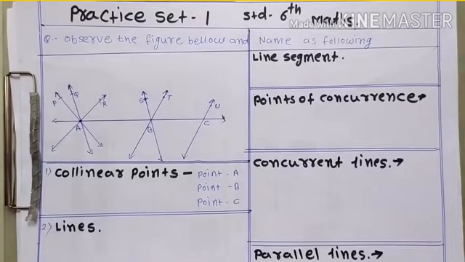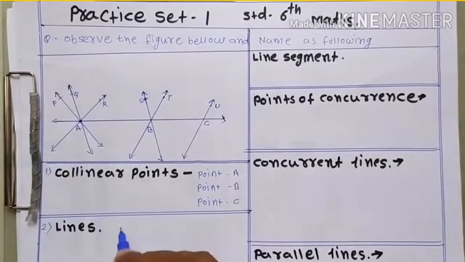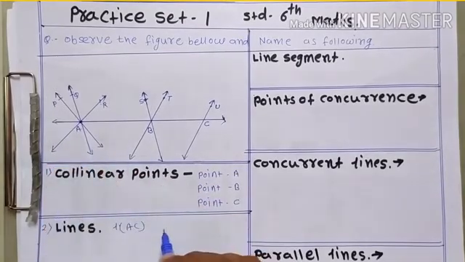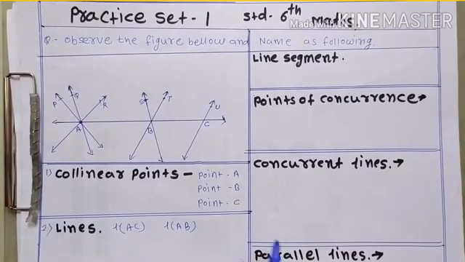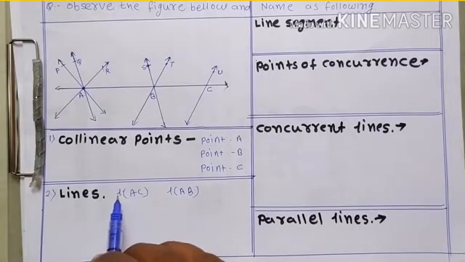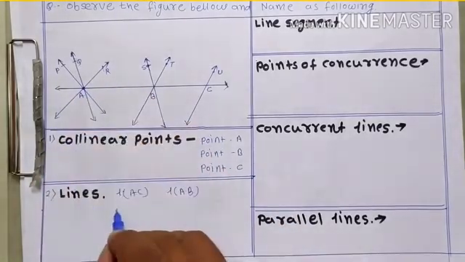Second, lines. There are many lines. A line is named with the help of which points lie on the line. So line AC and line AB are the same, because line AC has points A, B, C. So line AC is also right as line AB. Lines AC and AB are similar.